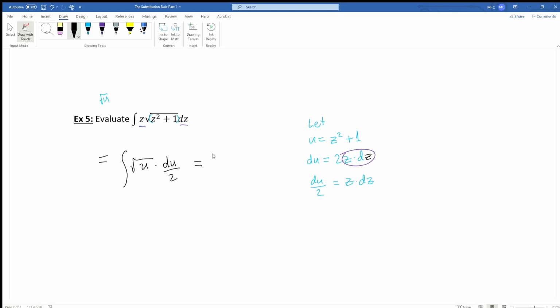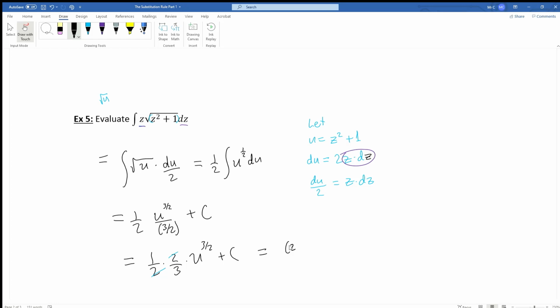Okay, so I'll pull the 1/2 out in front. That means I'm integrating the square root of u, which is really u to the 1/2 power. That gives me 1/2 times u to the 3/2 power divided by 3/2 plus c, just like that previous example. And this becomes 1/2 times, instead of dividing by 3/2, we multiply by 2/3, times u to the 3/2 plus c. 2 over 2 cancels. And then when I plug u back in, I get z squared plus 1 to the 3/2 power divided by 3 plus c.